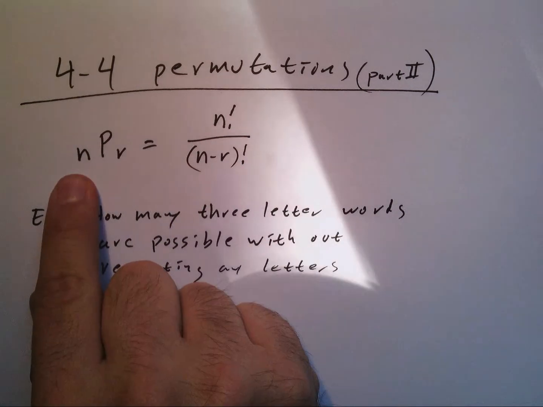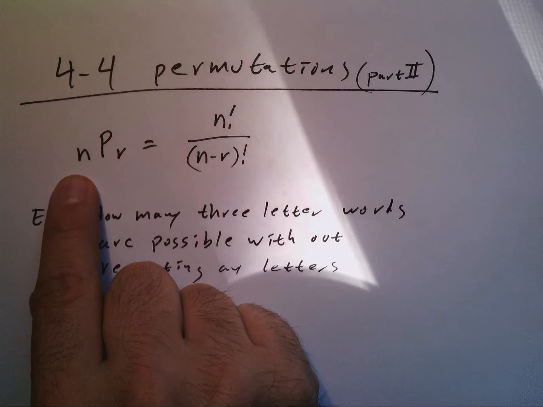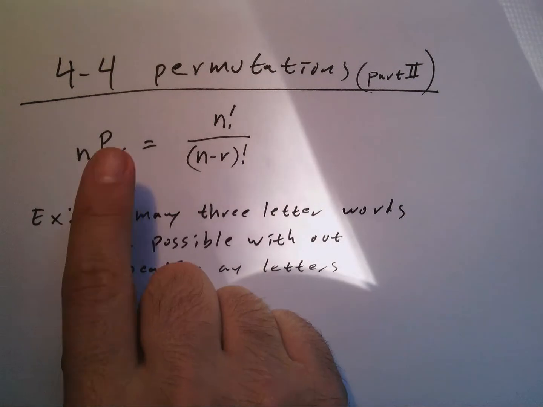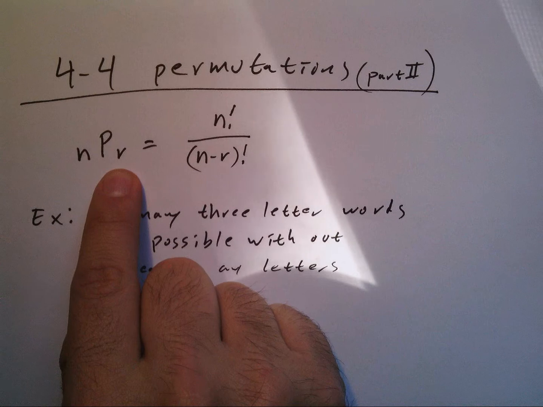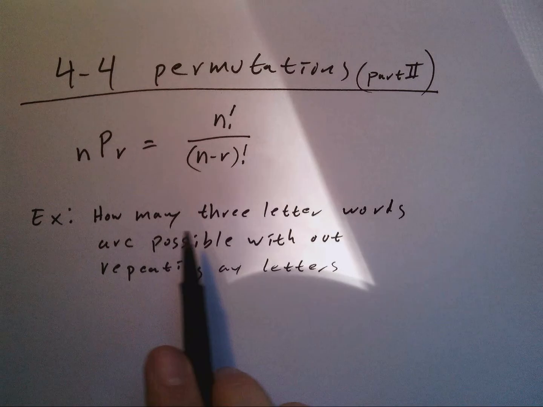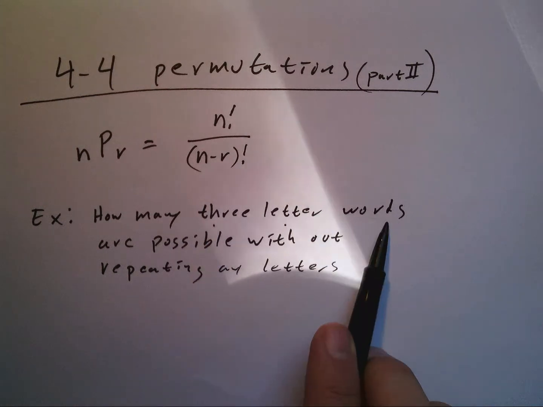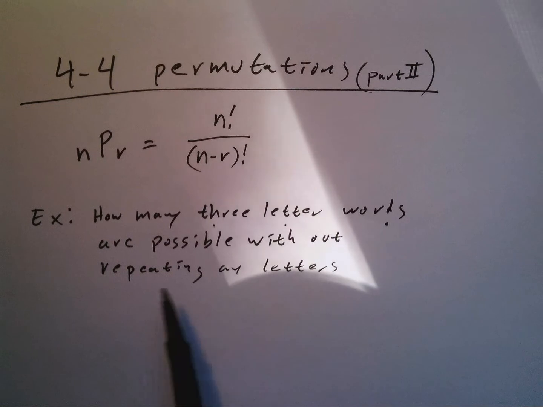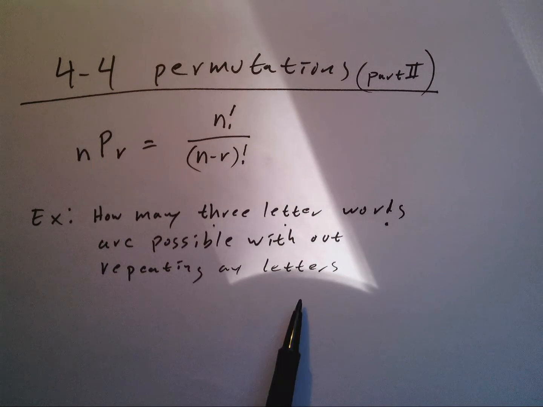Now, n is going to be the total number of objects you have. R is going to be the size, the number that you're going to be using. So when I look at this example, all right, how many three-letter words are possible without repeating any letters? All right. So what are the events? I'm picking the first letter. I'm picking the second letter. I'm picking the third letter. There are three separate events that are taking place.